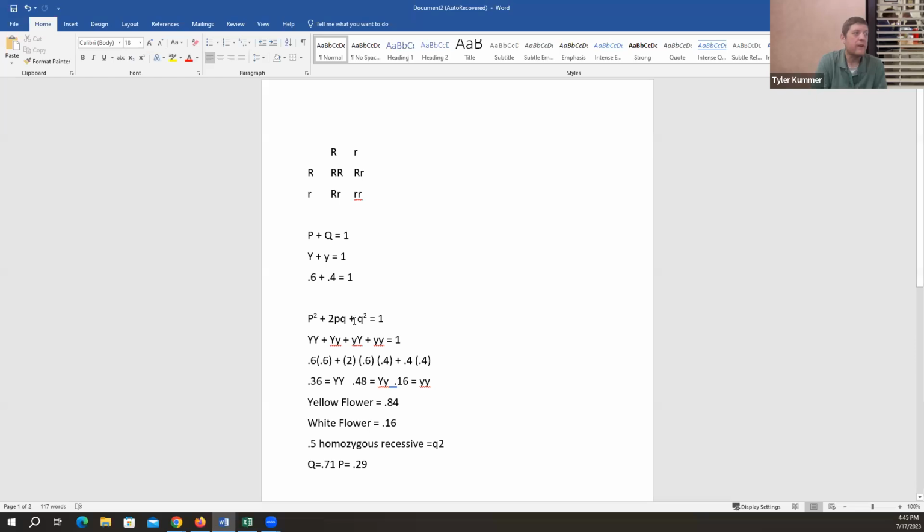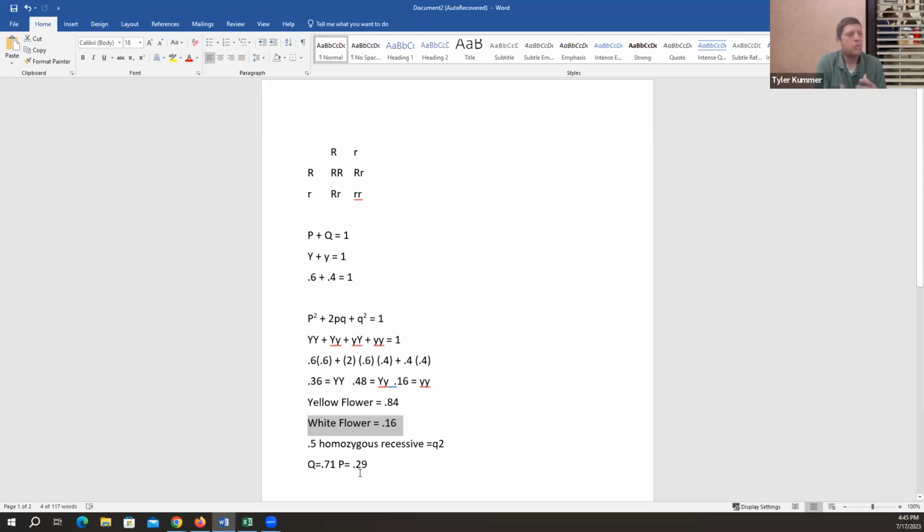So if we wanted to figure out how many individuals have the recessive phenotype, the only ones that will end up having the recessive phenotype are the ones that only have the recessive alleles, and that's the Q squared individuals. So once I know what Q squared is, then I know what percentage of the population will be the recessive phenotype. And if I know the recessive phenotype, I can figure out the dominant phenotype.